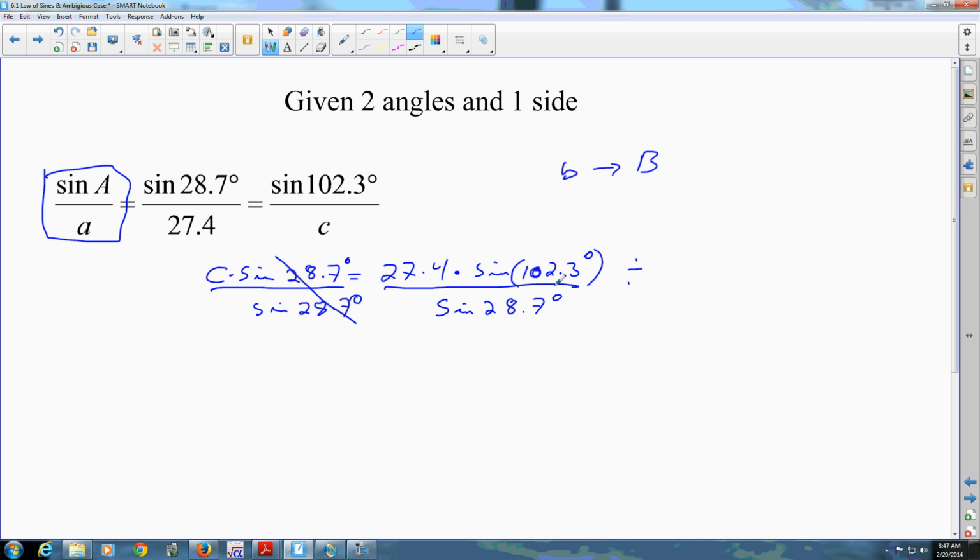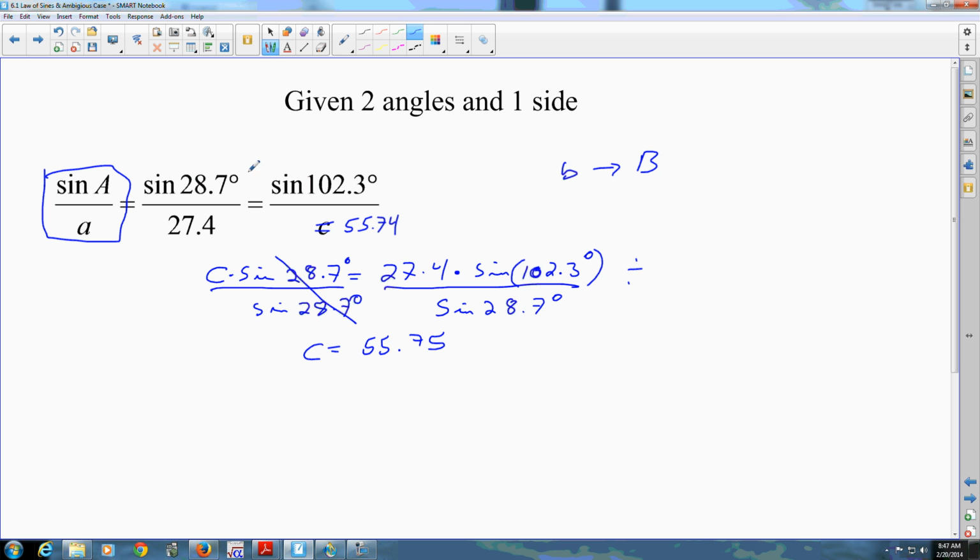So 27.4 times the sine of 102.3, close the paren, divided by sine of 28.7. And you get side C is about, and we'll just round it to the nearest hundredth, 55.75. And that is not an angle, so you don't put a degree symbol with it. It's the length of a side that you're solving for. So now I know that this is 55.74.